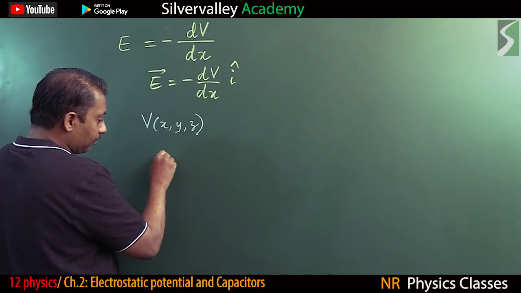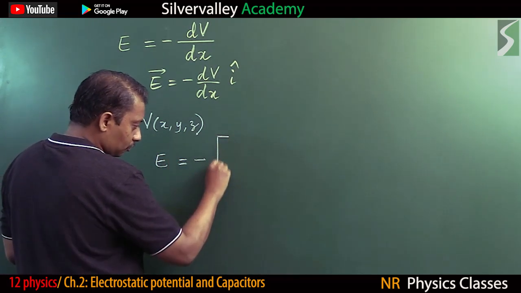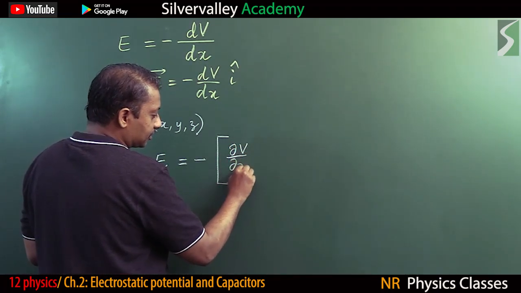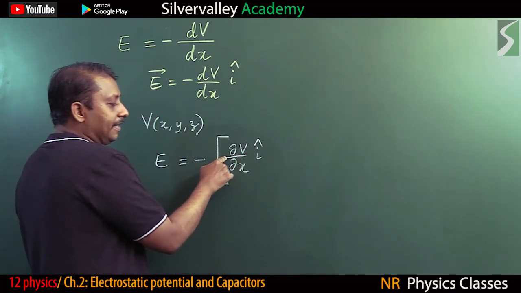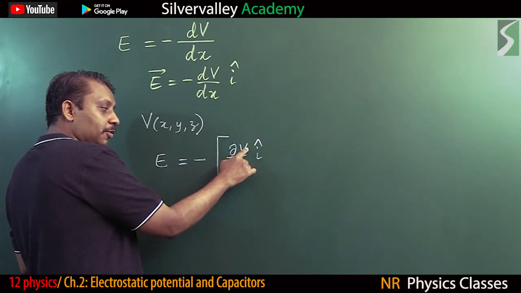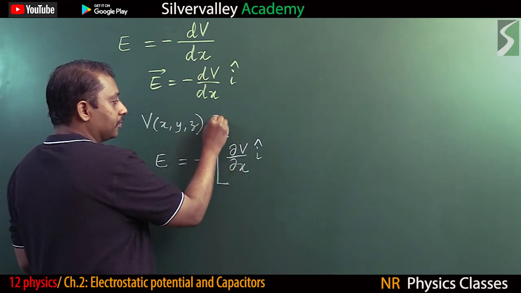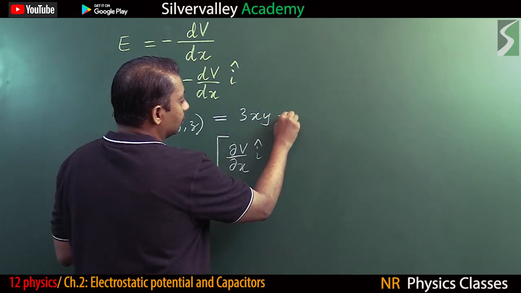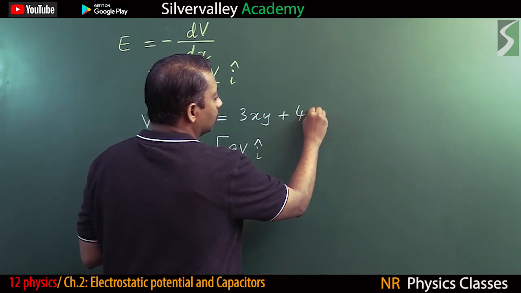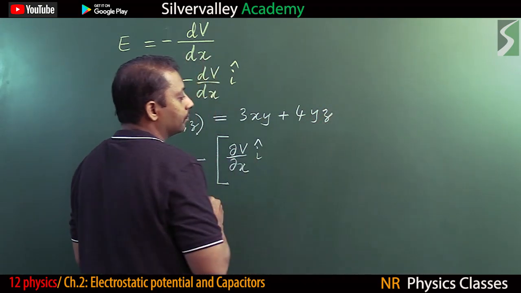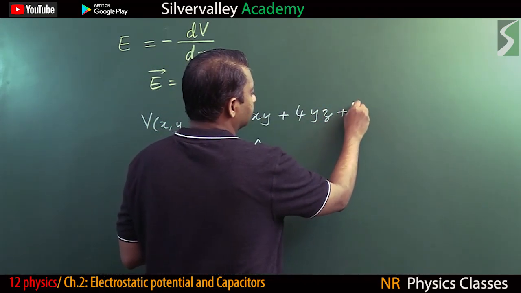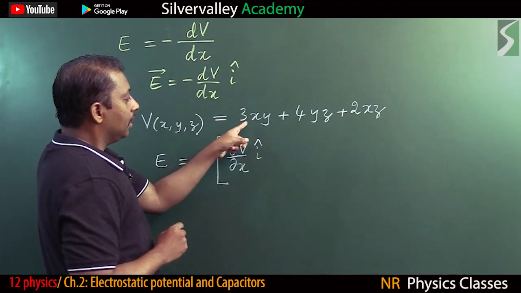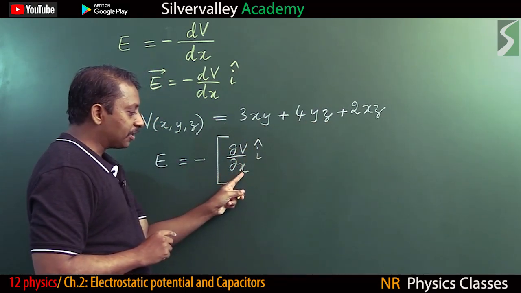So electric field is given by minus square bracket dou V by dou x into i cap, meaning differentiate the expression for potential with respect to x alone. Suppose potential is given by 3xy plus 4yz plus 2xz. See, we have to differentiate this only with respect to x.